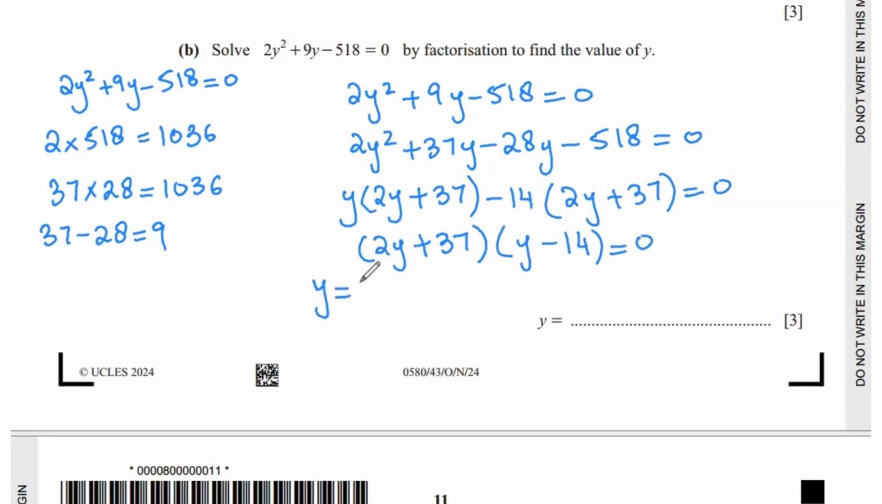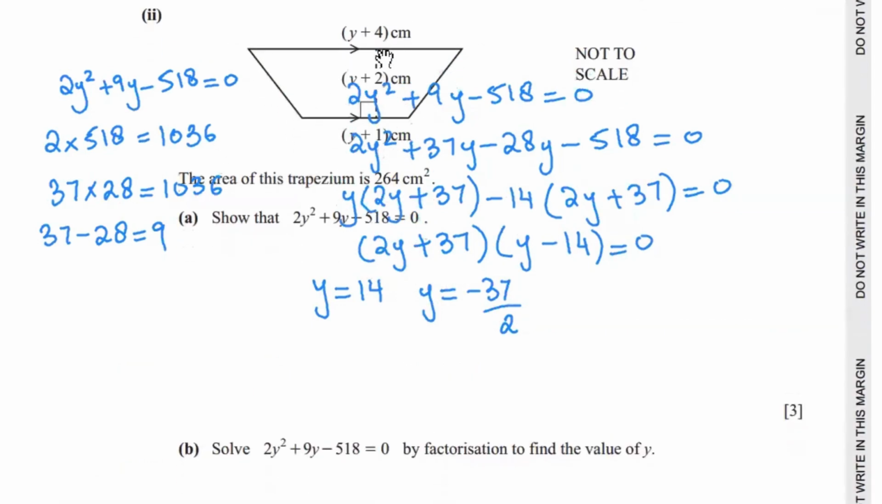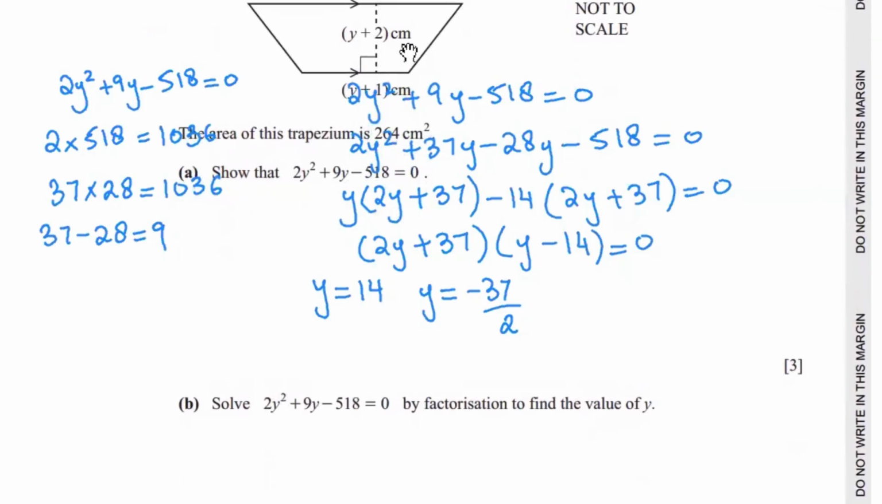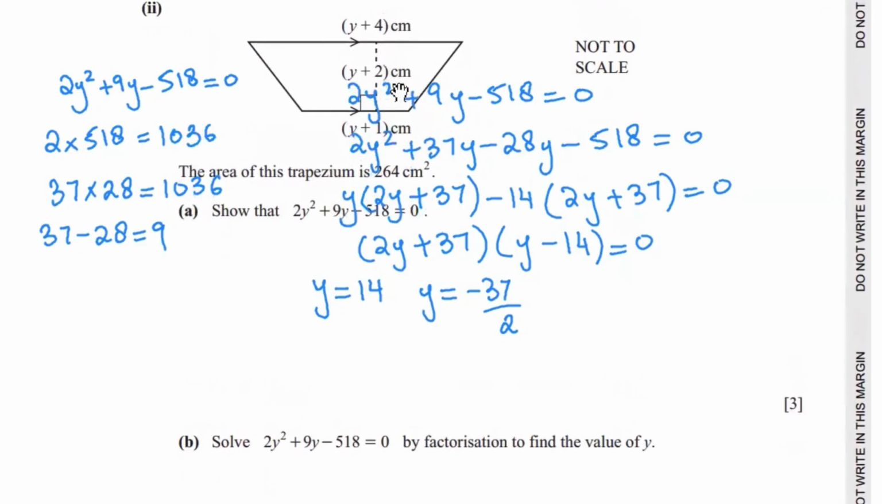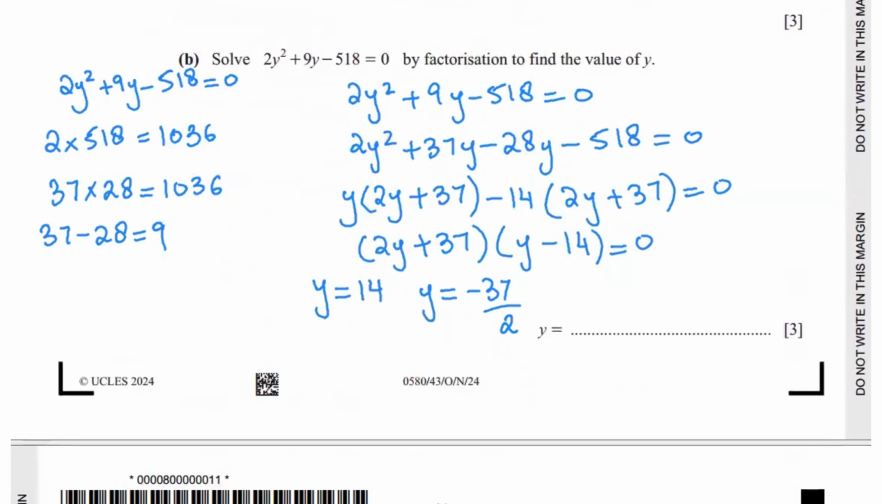So y equals 14 and y equals negative 37 over 2. Going back to our question, y is a part of a length, and our length cannot be negative, because negative 37 over 2 plus 2 would be negative. So y is positive 14. This is the value that you will choose for your answer, not the other one.